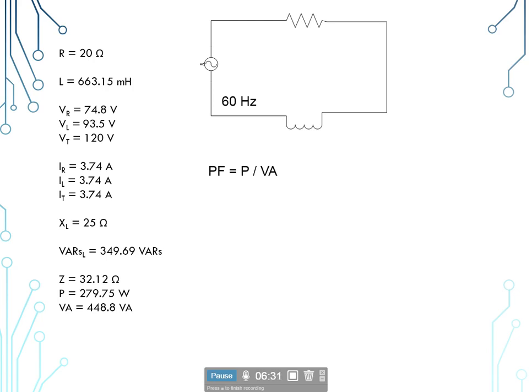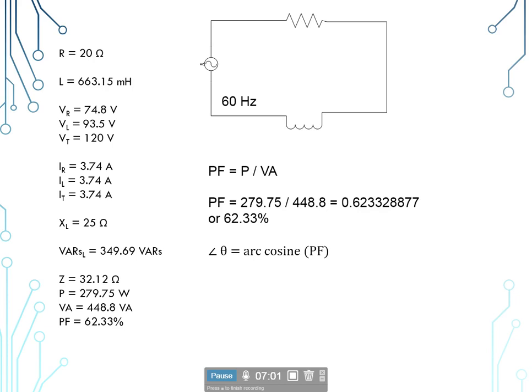In this case, it'll be the 279.75 watts divided by our apparent power, 448.8 volts ampere, giving us 62.33%. Again, we could call this 62% because in electricity we're worried about the degrees, but we really don't need to worry about the minutes and seconds because we have so many variables in our electrical circuits, heat being the number one killer.